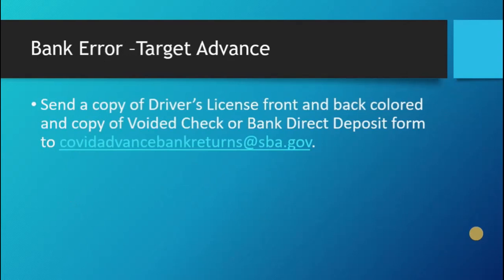Now, if your bank error is with your targeted advance, you finally got approved for the targeted advance, and they deposited it, and it's one of those common errors that I already talked about, this is what you need to do. You need to send a copy of your driver's license front and back, and it must be in color, and a copy of your voided check. If you don't use checks, you can send a copy of your bank direct deposit form, and you need to send it to COVID Advance Bank Returns at SBA.gov.